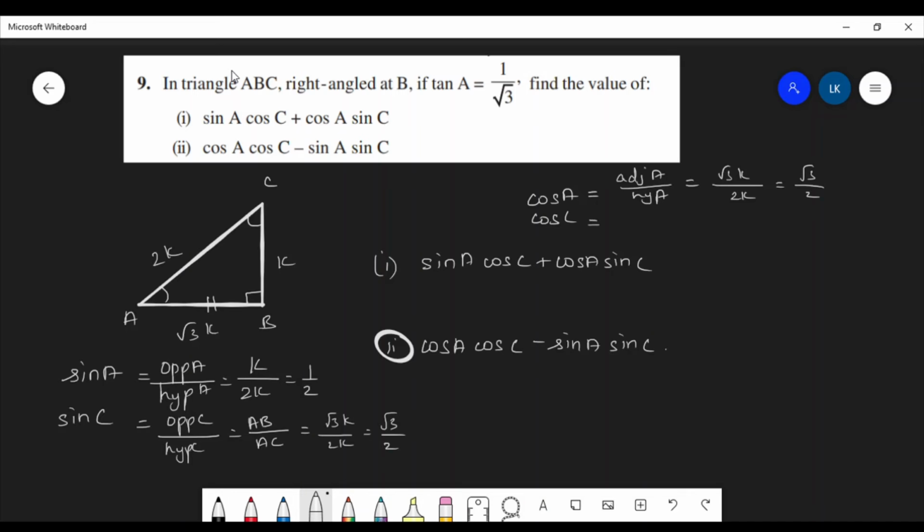And cos C is the adjacent side of C by hypotenuse of C. The adjacent side of C is nothing but CB, and the hypotenuse of C is AC, which is K by 2K, which is equal to 1 by 2. We have found all the values of the equation, and now we have to substitute the values. Sin A cos C. What is the value of sin A? Which is equation number 1.